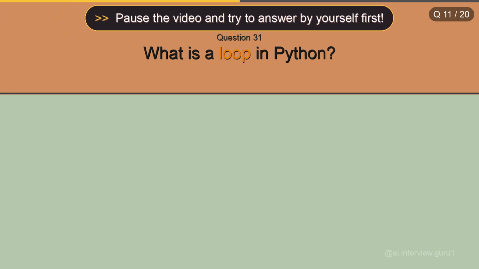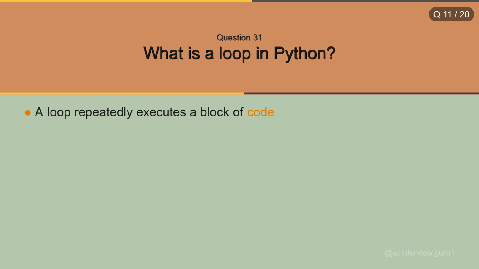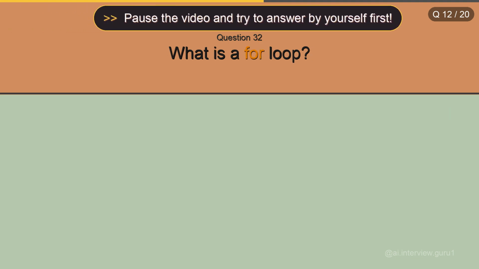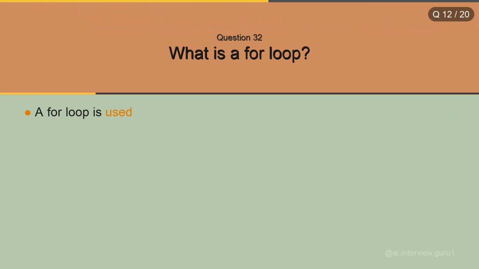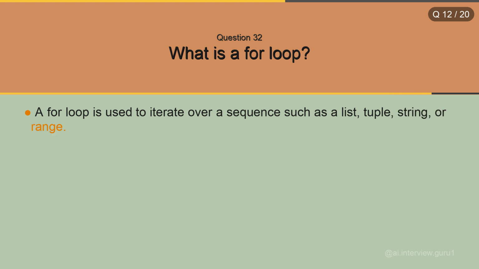What is a loop in Python? A loop repeatedly executes a block of code until a specified condition is met. What is a for loop? A for loop is used to iterate over a sequence such as a list, tuple, string, or range.